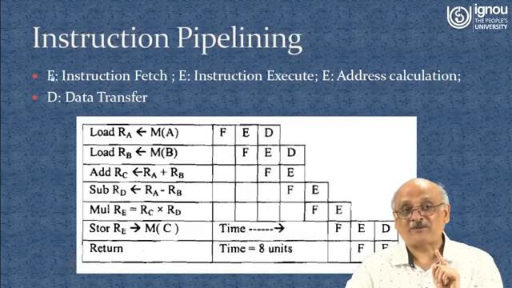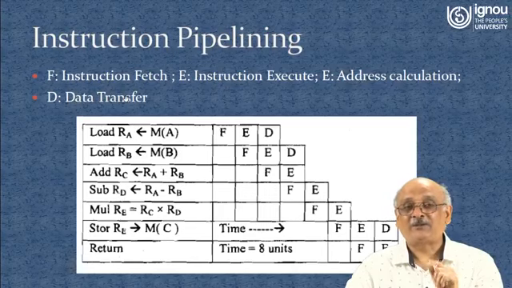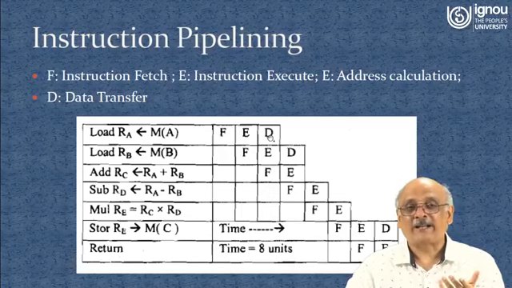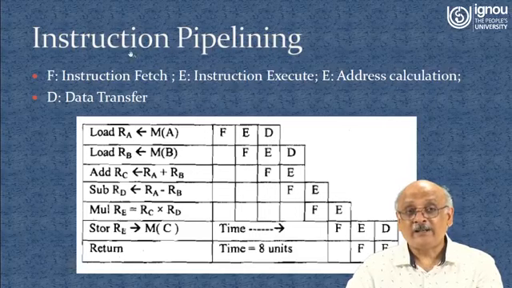One type of instruction will require only F and E. The second type of instruction will require F, E, and D. E in this particular case is address calculation, and D happens to be data transfer. Sorry for the same code, but let's deal with that particular situation with the help of the context, right? So this is the way you can deal with instruction pipelines.